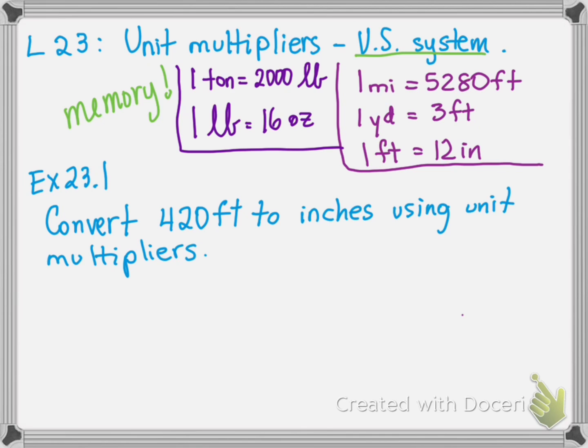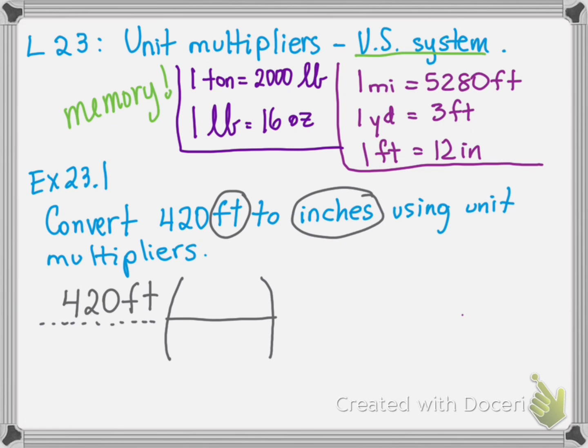In the first example, it says convert 420 feet to inches using unit multipliers. So what I'm going to do is I'm going to put the 420 feet here. And then I'm going to pass a parenthesis that goes down into the next line. Notice how if I had here the lines, then the 420 is on the top and that unit multiplier goes to the next line. Okay, and then what I'm going to do is I'm going to ask myself or check in the conversion table if I know the relationship between feet and inches. And I do, it's right here. It says that 1 foot equals 12 inches.